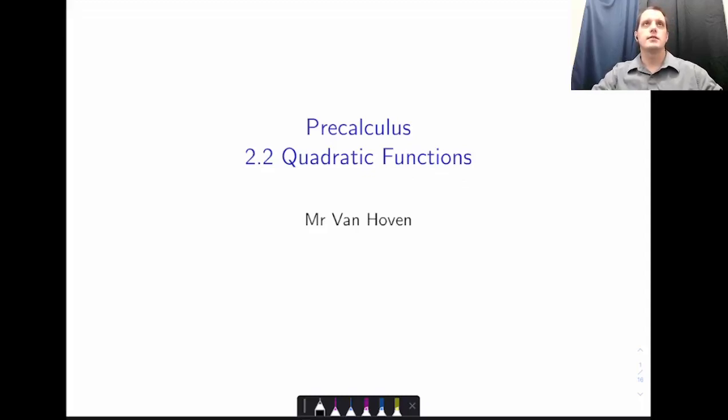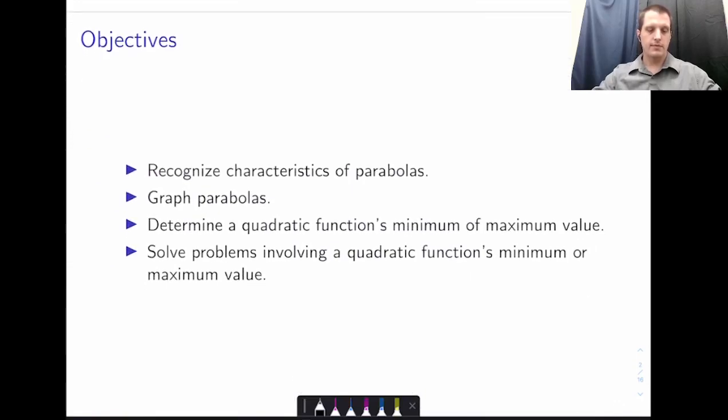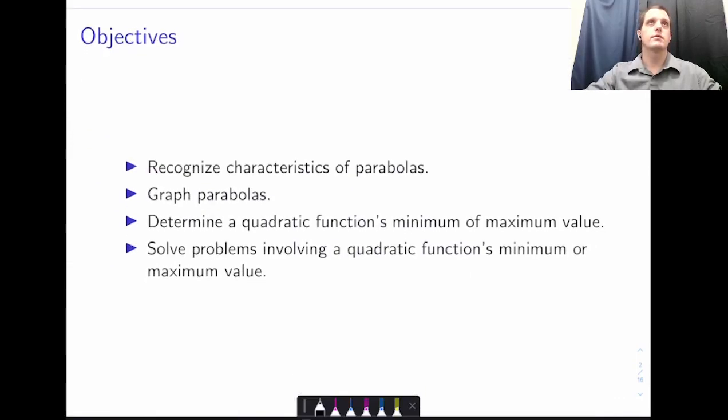Pre-calculus, section 2.2, quadratic functions. Objectives: recognize characteristics of parabolas, graph parabolas, determine a quadratic function's minimum or maximum value, and solve problems involving a quadratic function's minimum or maximum value.